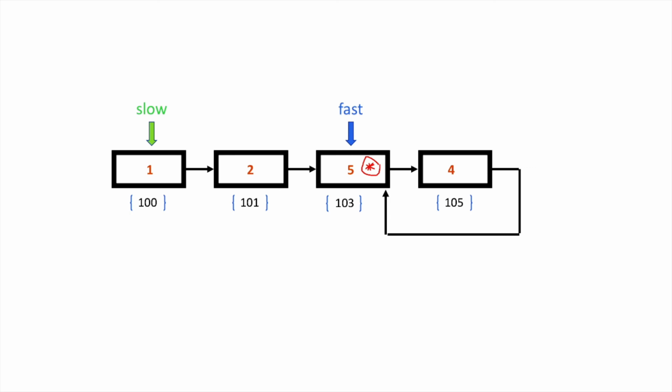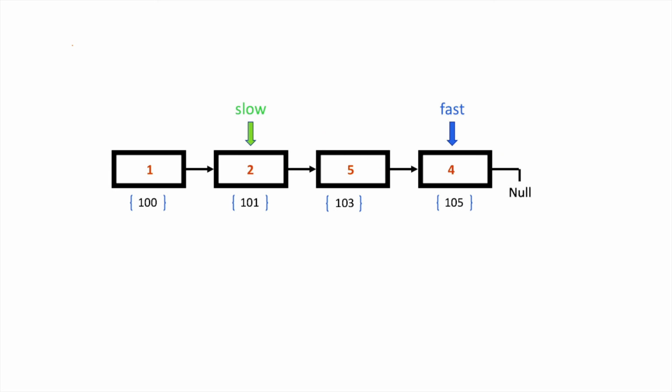We move both the slow pointer and the fast pointer at normal speed, that is one step at a time, and we keep checking the next address they are pointing to. If there is a match, we break the while loop again. Here we find that both the fast pointer and the slow pointer are pointing to the memory location 103. Then we set the next address of the fast pointer to null, and hence we are deleting the loop from the linked list.